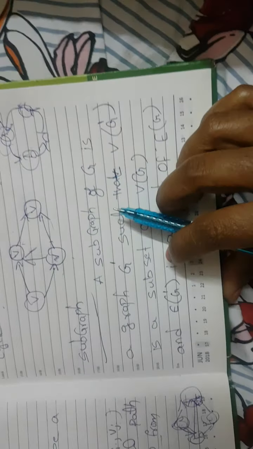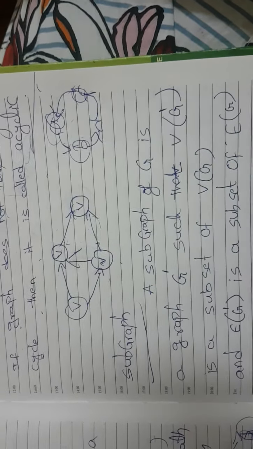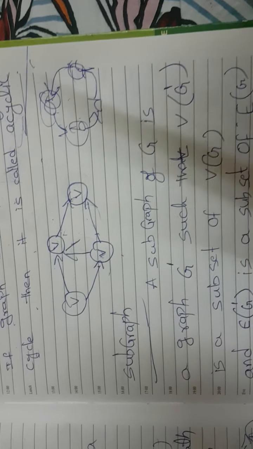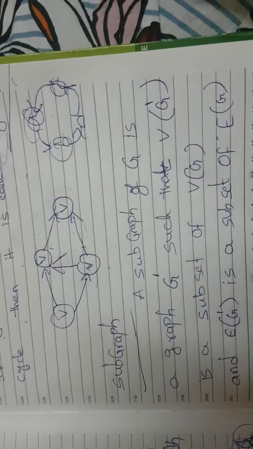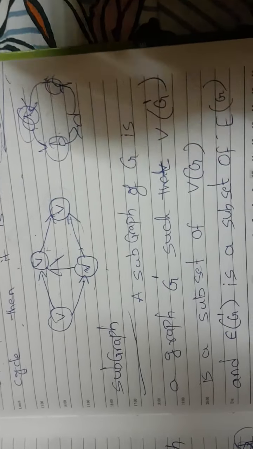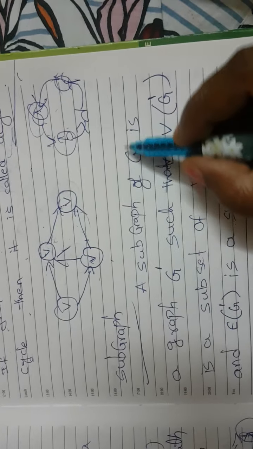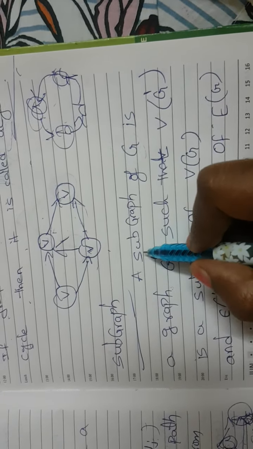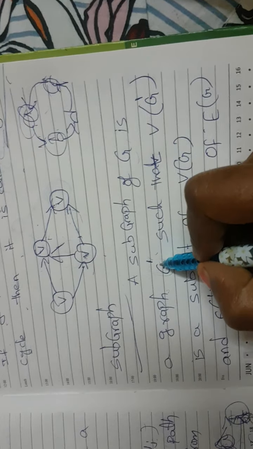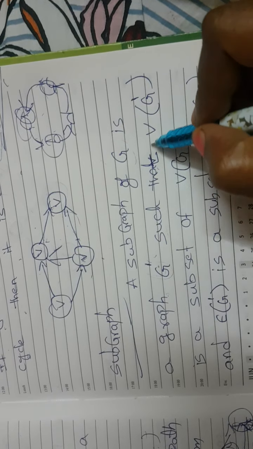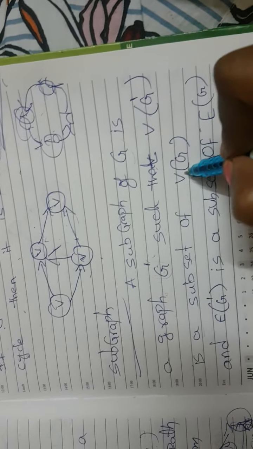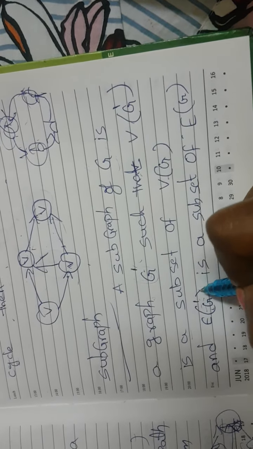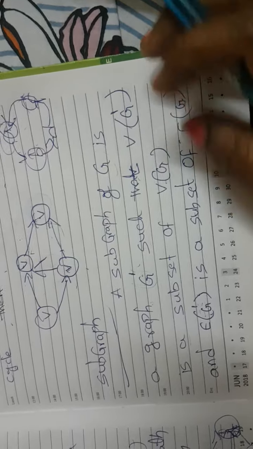Okay, subgraph. A subgraph is nothing but, already you have some graph, and in that graph there is another graph, then it is a subgraph. The subgraph is G dash, I denote it like this, such that the vertex set of G dash is a subset of V of G. Edges also like this: E of G dash is a subset of E of G.